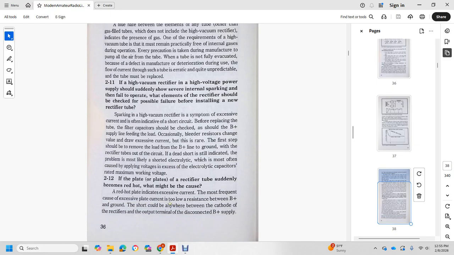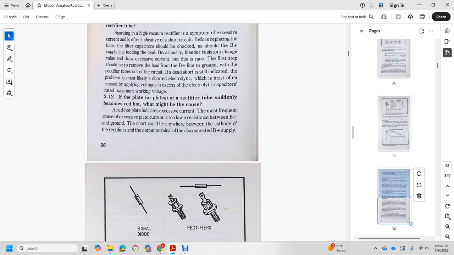2.12. If the plate or plates of the rectifier tube suddenly become red hot, what might be the cause? A red hot plate indicates excessive current. The most frequent cause is excessive plate current due to low resistance between the bleeder positive and the ground. The short is anywhere between the cathode, the rectifier's output terminal, and the bleeder positive supply.